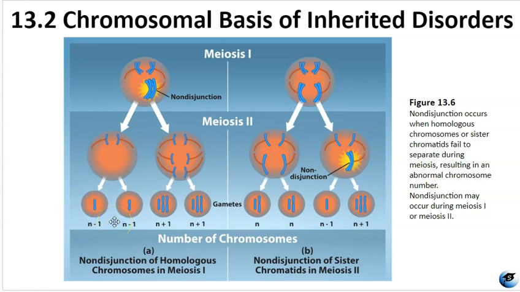And if it's happening during meiosis 1, we have 2 gametes that are missing a chromosome and 2 that have an extra one. And if it's happening in meiosis 2, then these 2 gametes have the normal number, but this one's missing one and this one has an extra one.